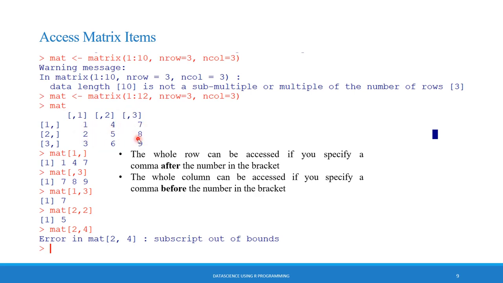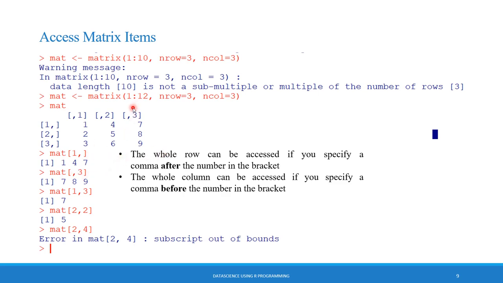as well as 3 columns. In case you want to access a particular row, you have to mention the name of the matrix, and within the square bracket mention the row number. So in this example, if I want to access the first row, matrix with 1 comma within the square bracket will return the first row of the matrix.